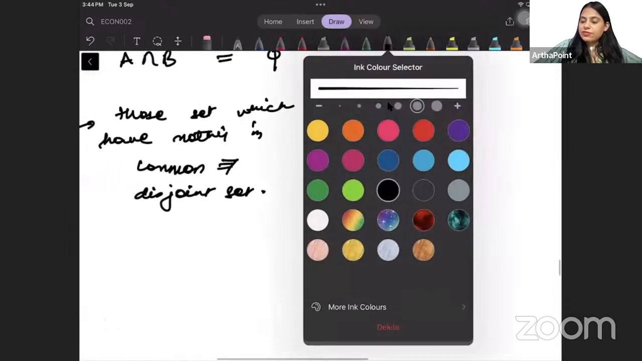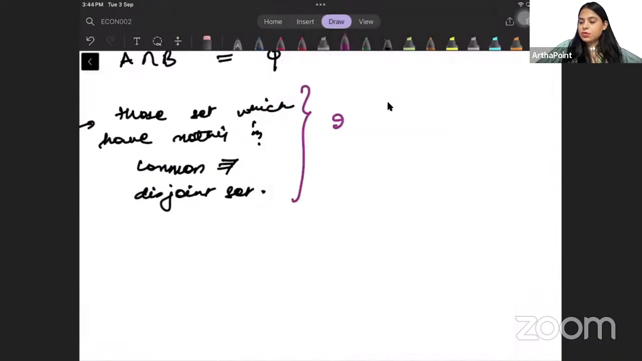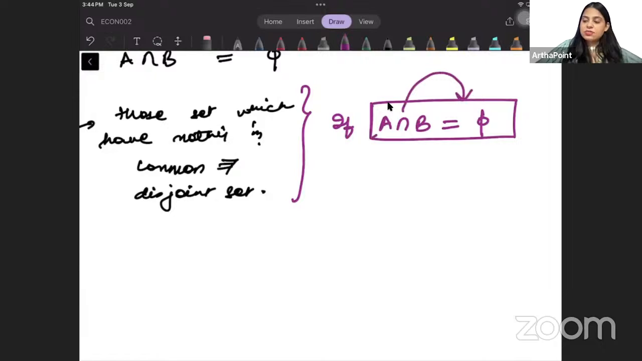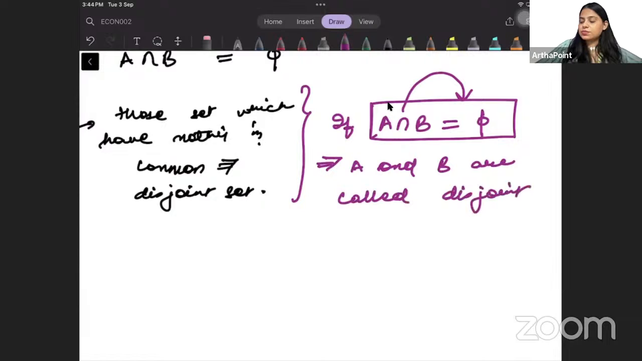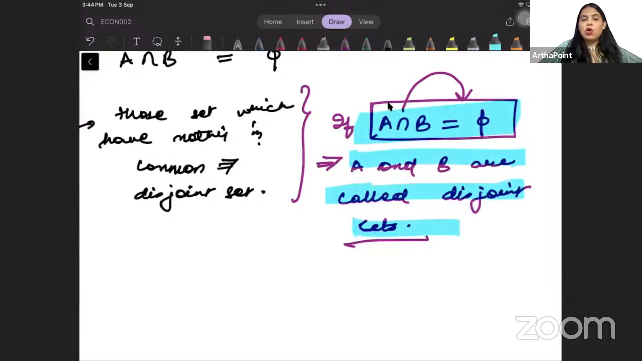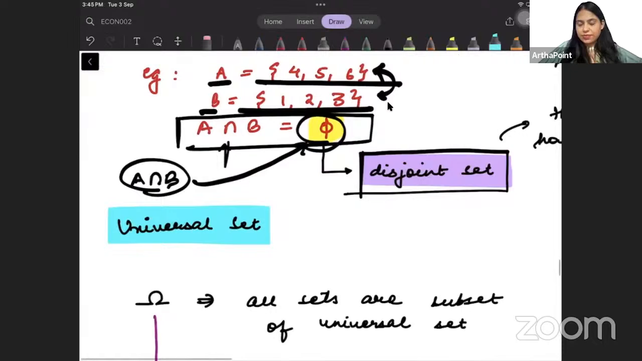So if A intersection B is phi, phi माने null. अगर A और B में कुछ भी कॉमन नहीं है, A intersection B phi आ रहा है, null आ रहा है, then A and B are called disjoint sets. So if there is nothing common between A and B, then A and B can be called as disjoint sets.